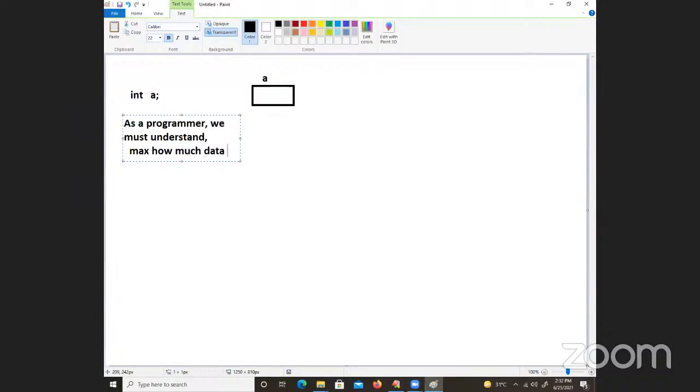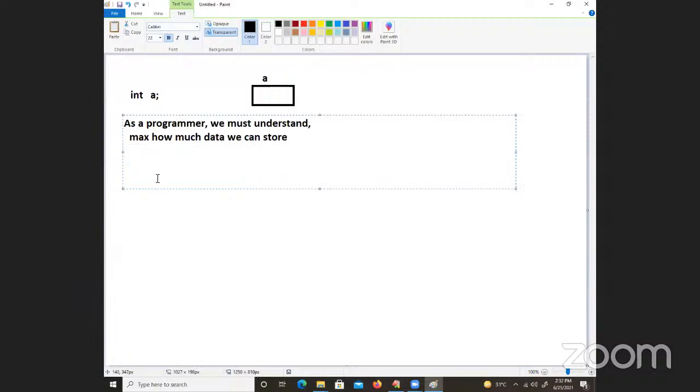This is one of the important scenarios. How much data we can store, and minimum how much data we can store. That is very, very important. Max. Next I am writing here min: how much data we can store. These are the two questions we have to understand.